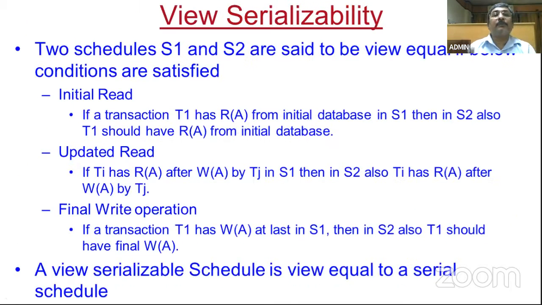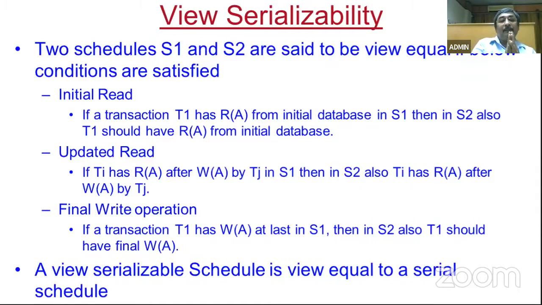Now comes view serializability. Two schedules are view equivalent if three conditions are met. The first one is: if a transaction T1 in schedule S1 reads A from the initial database, then in S2 T1 must read A from the initial database. That's initiality. Then final write. If T1 has a write of A at the last in S1, then the same T1 has to have a write of A at the very last in S2.